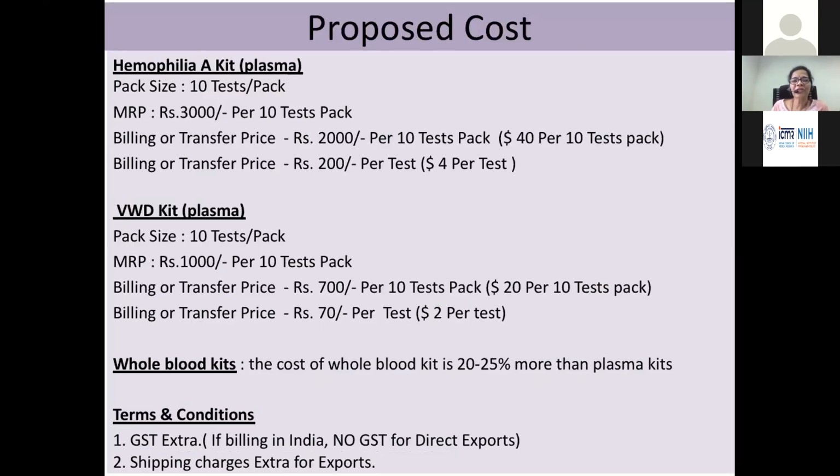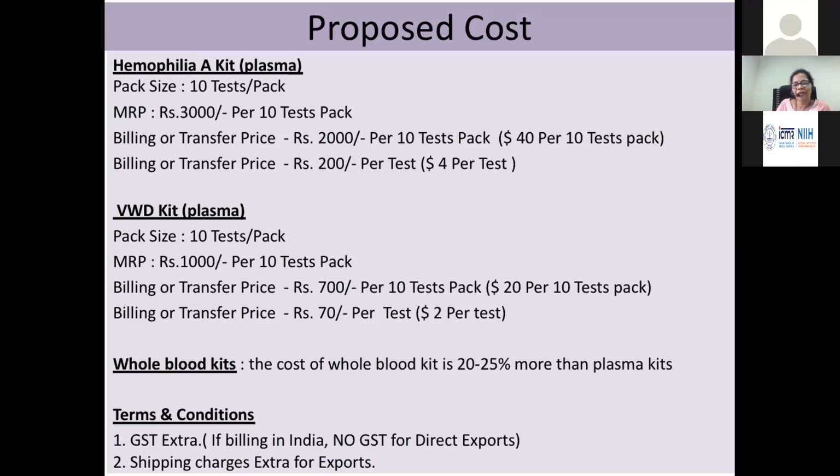Now the cost, which is extremely important. Hemophilia A kit, this is the proposed cost given by the company. A pack of 10 test kits is costing 3,000 rupees. I'm sure for factor assay, many of the private labs must be charging 3,000 rupees for one assay. But here it's 10 tests. It is 200 per test. The final billing price is 200 for a factor VIII diagnosis.